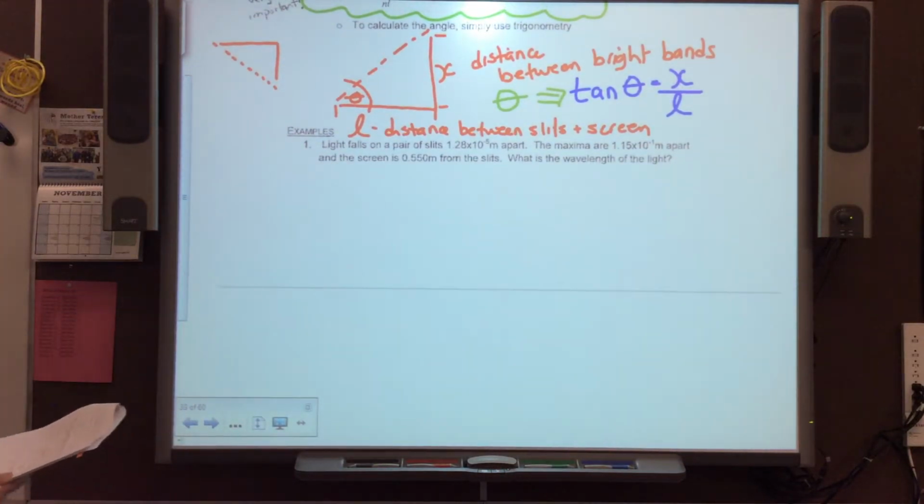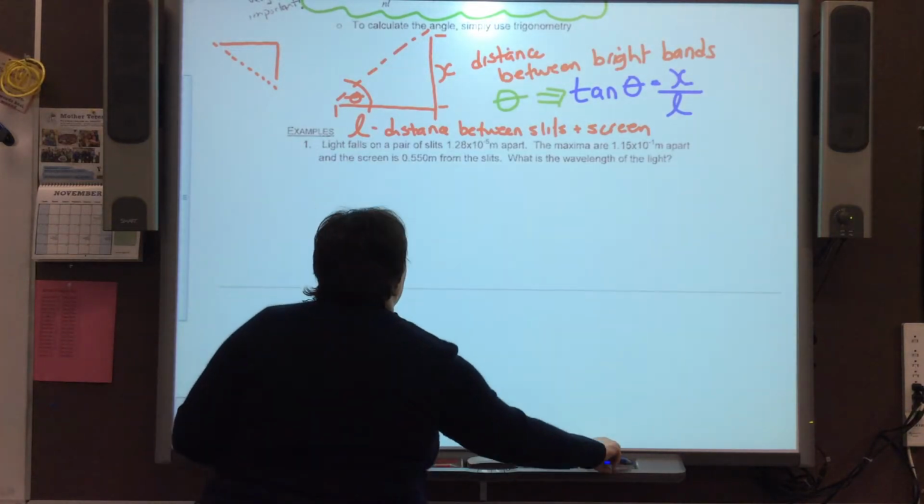So light falls on a pair of slits, 1.28 times 10 to the negative 5 meters apart. That's pretty darn close. The maxima are 1.15 times 10 to the negative 1 meter apart, and the screen is 0.550 meters from the slits. What is the wavelength of the light? What information do we have? We always start with the information that we have.